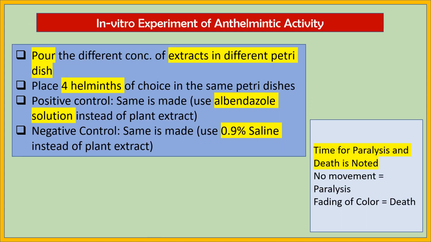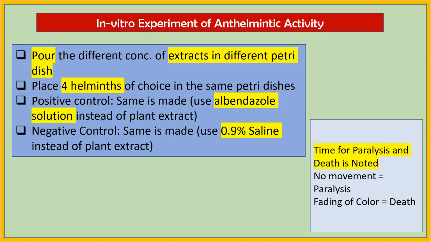Again, you can go for in vitro experiment by allowing different concentrations of the plant extract in different petri dishes, and then you can place helminths of choice. In this case, different species of earthworms can be taken. For the positive control, you can go for albendazole, and for negative control you can go for 0.9% saline, and observe the experiment for the paralysis and death of the helminths.